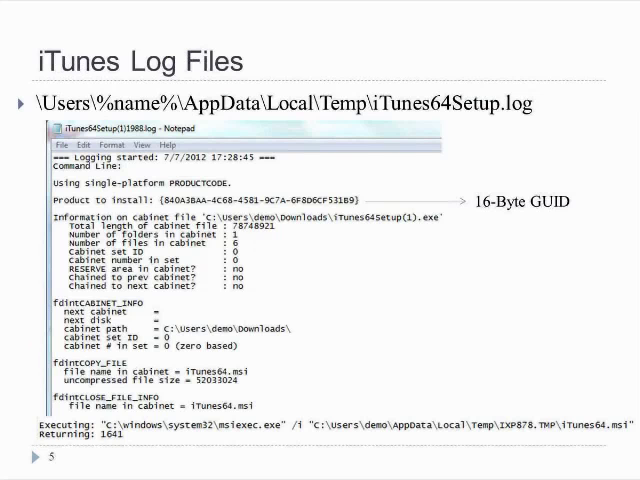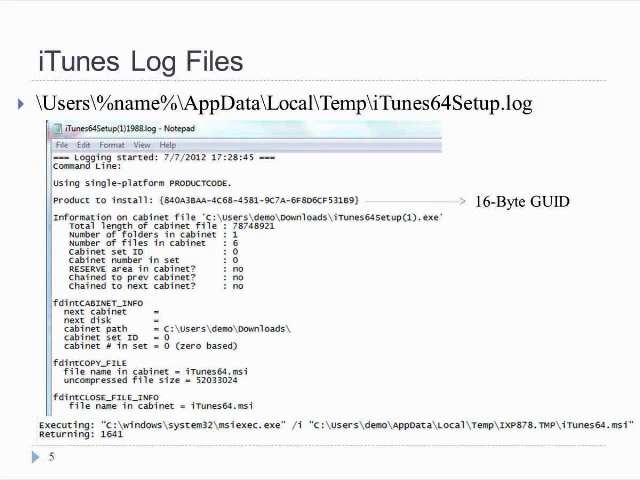So the first thing we're going to take a look at is the log file that is created when iTunes is first installed. This file is located, if you're on a Windows 7 machine, in the users directory, then slash the username, AppData, Local, Temp, and you will see a log file, iTunes64 setup if it's a 64-bit system, or just iTunes setup.log.